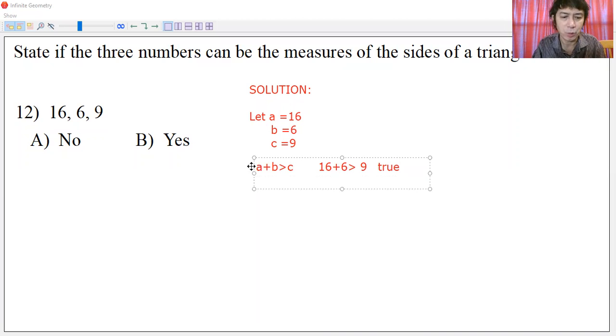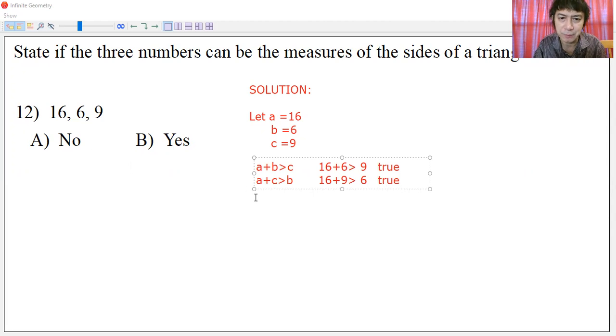Yes. All right, how about A plus C, will that be greater than B? That will be 16 and 9. Okay, 16 plus 9, will that be greater than 6? That's 25 greater than 6. That's true.